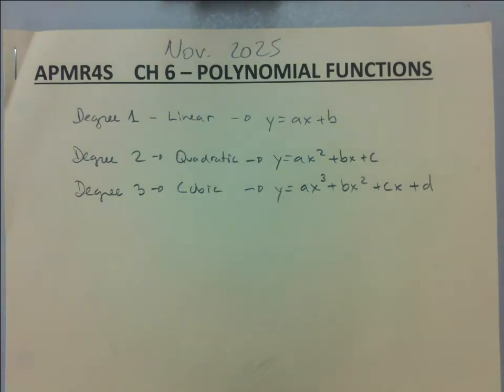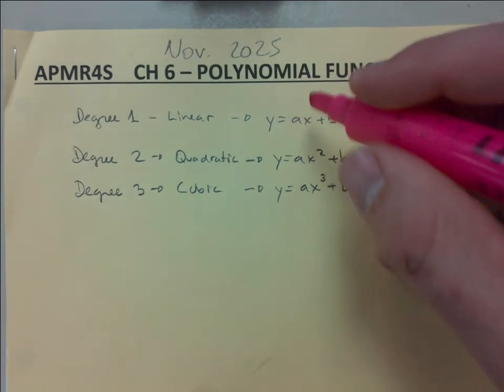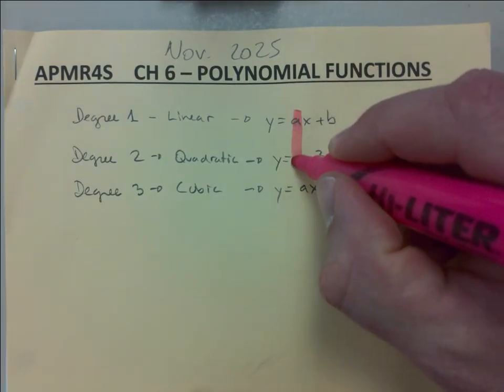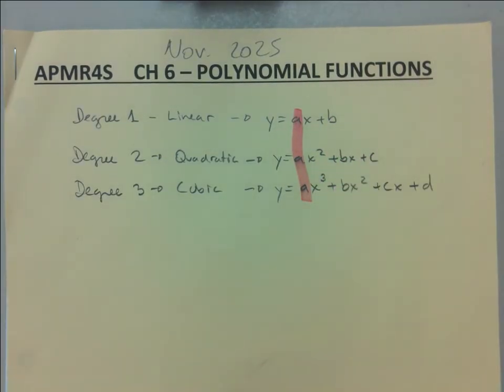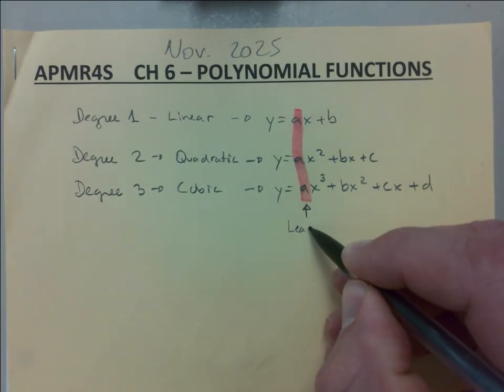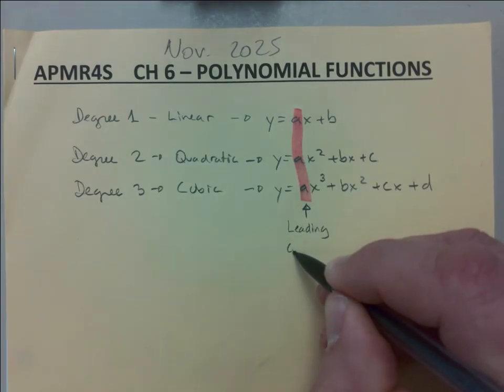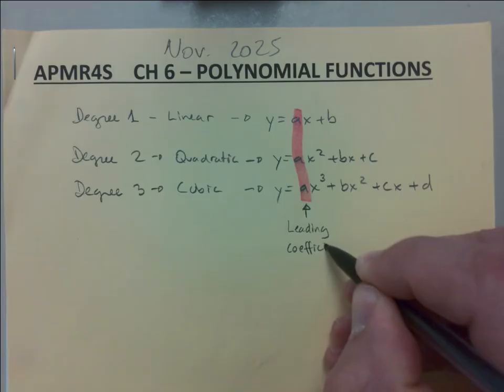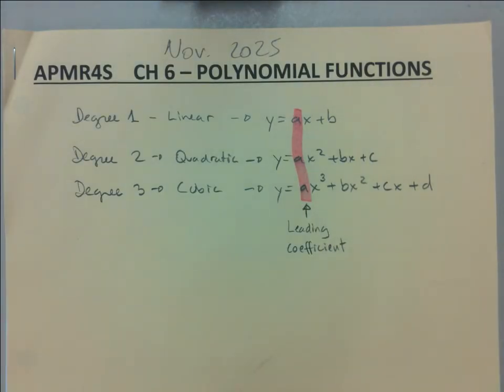And if it lined up like it did for me, it lined up pretty good. The a's are all kind of lined up. If it didn't, it's not a big deal. But these ones here are called the leading coefficient. It tells us a lot about the function. It tells us which way it's going to be pointing.